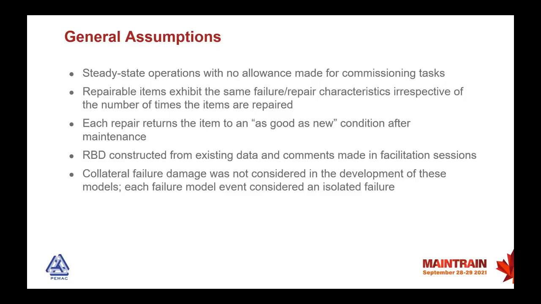The reliability block diagram was constructed from existing data, and then the comments were captured during facilitation sessions. So sometimes if there was a quick change that could be made, I would make it in the facilitation session. Sometimes if there were some other things involved, I would take those offline before it was time to meet with the client again. And then collateral failure damage was not considered in the development of these failure models. So each failure model event is considered an isolated failure. It's easy to get sidetracked pretty quickly otherwise.